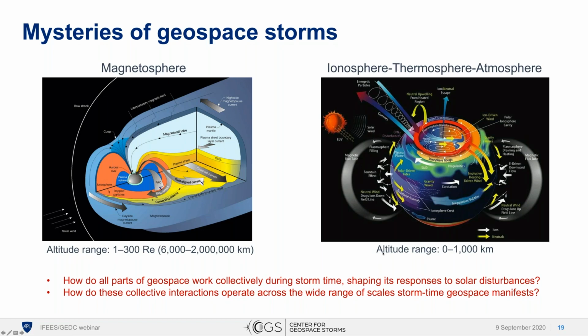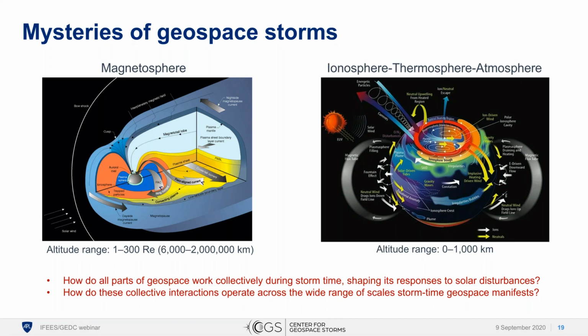Another important point is the range of altitudes, just to reiterate. We're talking here about a very complex system that spans from the ground to 1,000 kilometers. But then, as you go from here to the magnetosphere, you extend it all the way to 2 million kilometers. And what's interesting about this is that we've studied this system for years and decades, and we know a lot about all of these interactions that happen inside these different regional systems. But we surprisingly know very little about how all parts of geospace work collectively.